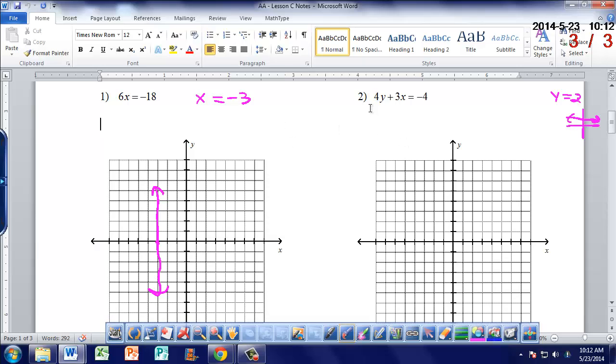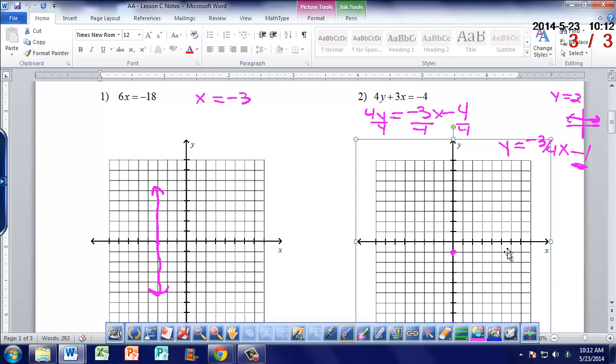Okay, number 2, let's get y all by itself. So I'm going to subtract 3x from both sides. When I do that, I get this. Then I'm going to divide every single term by 4. Okay, when I do that, I get y equals -3/4 x minus 1. This is your y-intercept. That's your b. So on the y-axis, I'm going to plot -1.